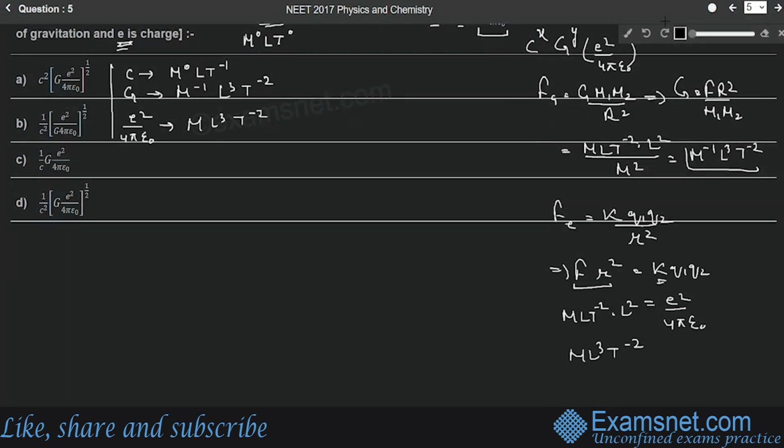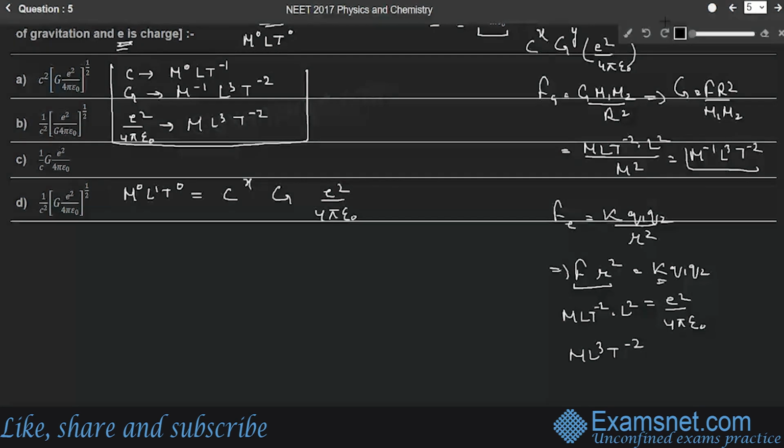Now we'll use these dimensions. So it is given that this quantity that has the dimension same as dimension of length, that means M0 L1 T0, can be formed from C, G and e square upon 4 pi epsilon naught, right?